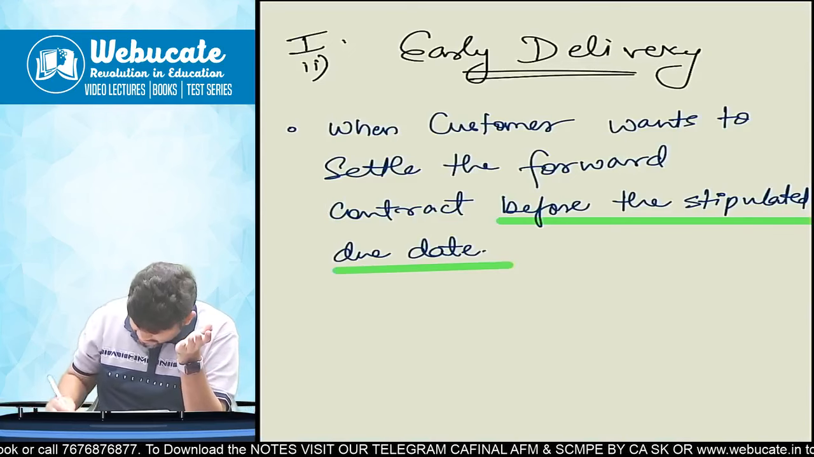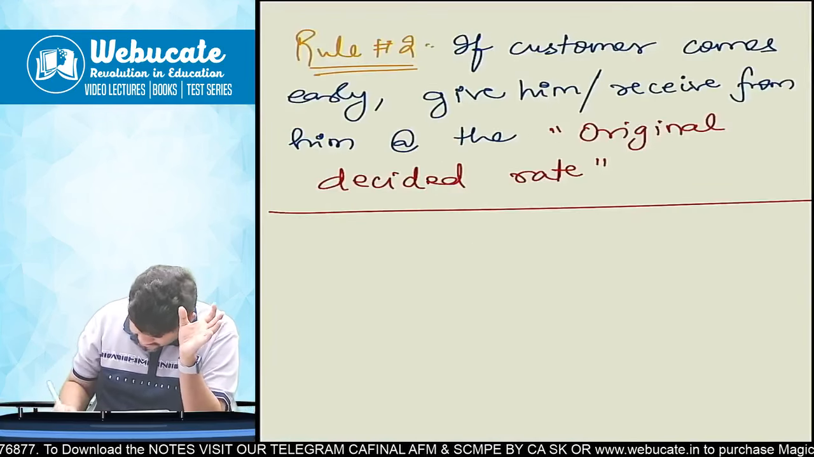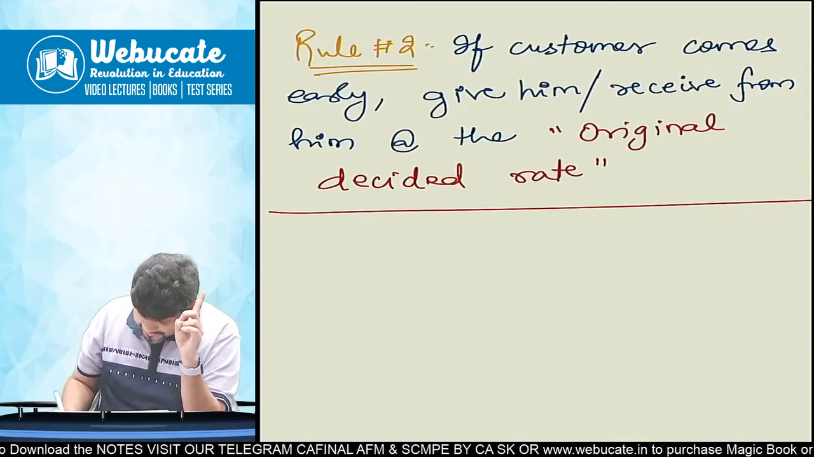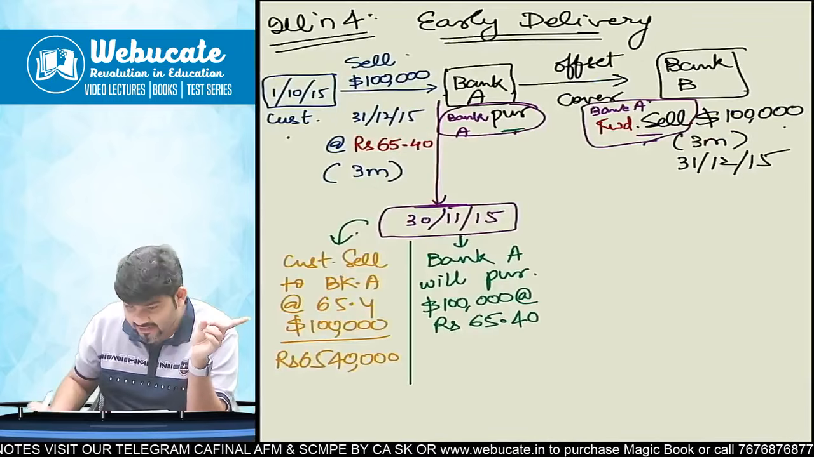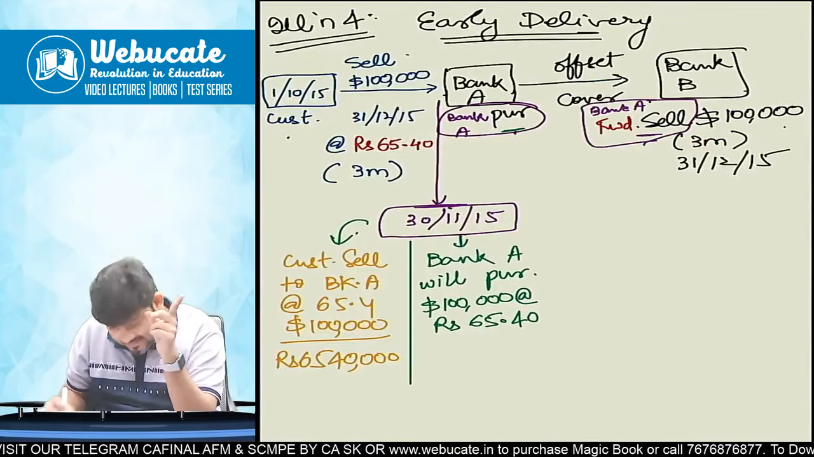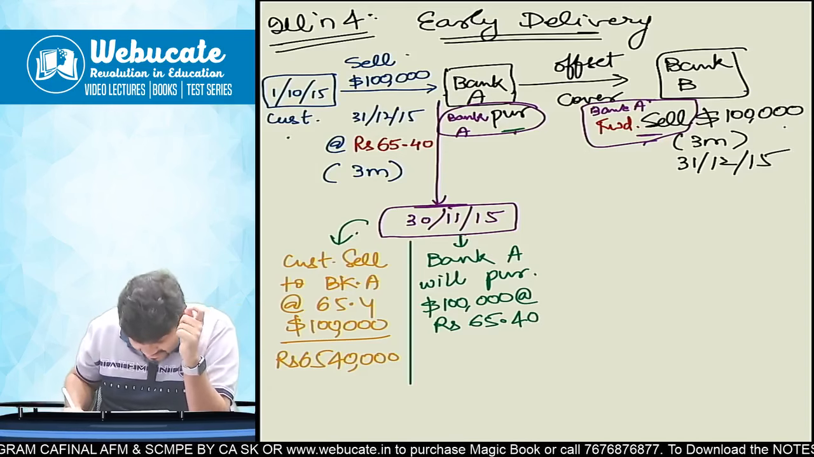So, when the customer wants to settle the forward contract, if the customer comes, give him or receive from him at the original decided rate we have done. Now what we have to do is enter into the opposite thing. So if bank has purchased, it will immediately have to sell.